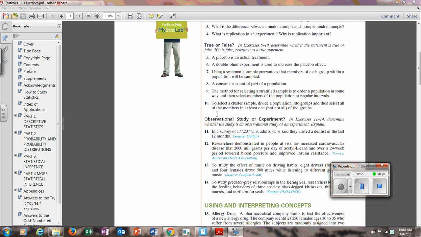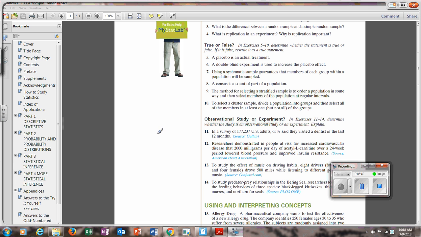Number 11. Now we're supposed to say whether it's an observational study or an experiment. In a survey of 177,237 U.S. adults, 65% said they visited a dentist in the last 12 months. That would be an observational study. All we're doing is finding out whether they visited the dentist. We're not making them go to a dentist. That's why it's not an experiment. We had no effect on the outcome.